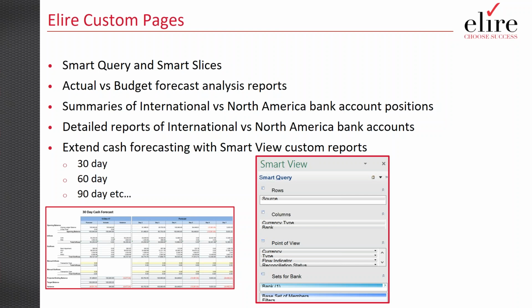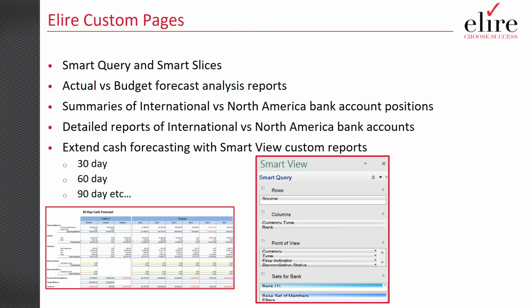So I mentioned before that the SmartView spreadsheet is limited to generating up to 15 days of forecasting. So what do you do if your company wants to generate monthly and quarterly forecasts? This is where a company like Elire would come in and help build these reports that extend this range and can be customized to fit just about every business requirement.